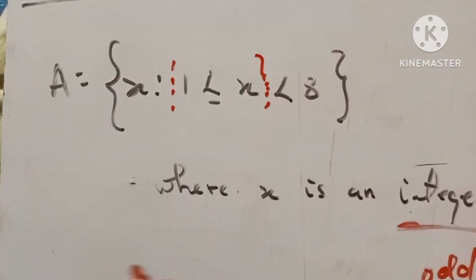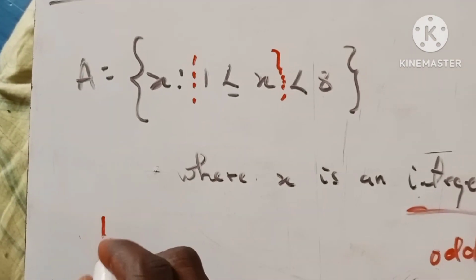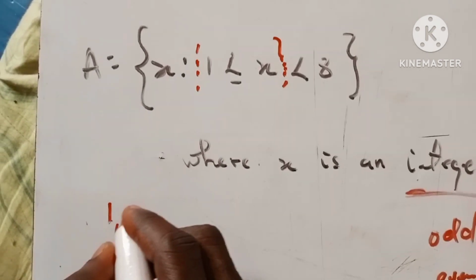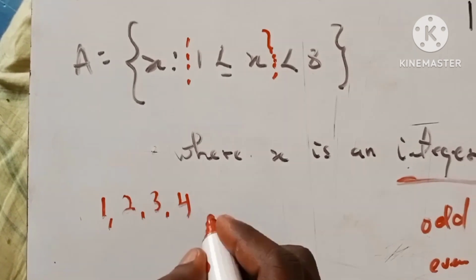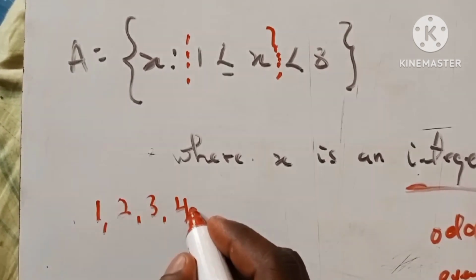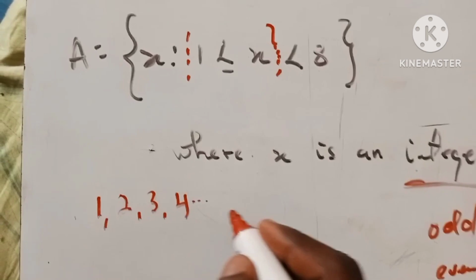If you are greater than or equal to 1, then it means you are starting with 1. Greater than means we are going up, so that is 2, 3, and then 4, and so on and so forth. So I would advise you to leave it like this, right? We don't know where we are going, greater than or equal to.